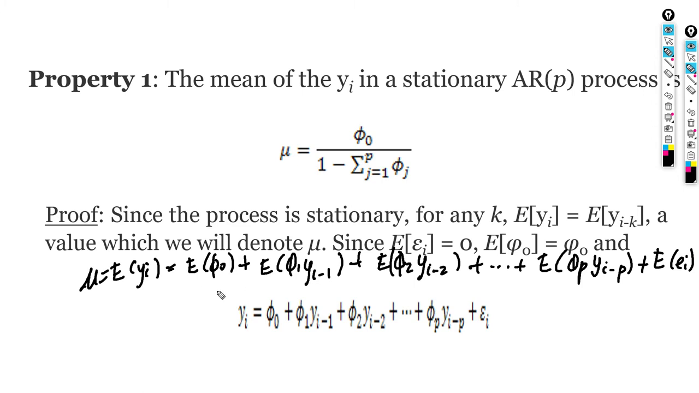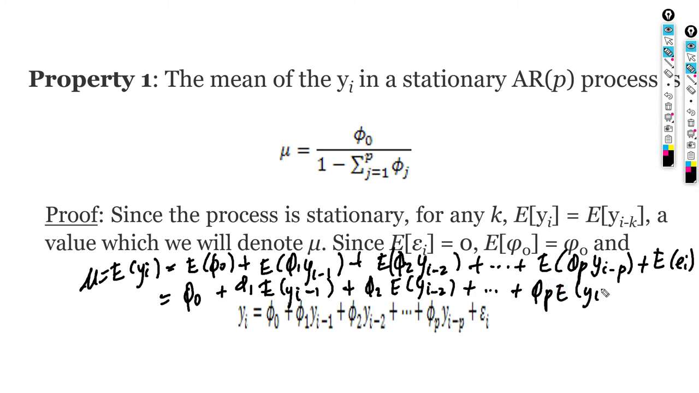Now, the expectation of a constant is a constant. We assume that phi_0 is a constant, so you can write it like this. This becomes phi_0 plus, because the phi's are coefficients, phi_1 times the expectation of y_{i-1}, plus phi_2 times the expectation of y_{i-2}, and so on, plus phi_p times the expectation of y_{i-p}, plus the expectation of epsilon_i.